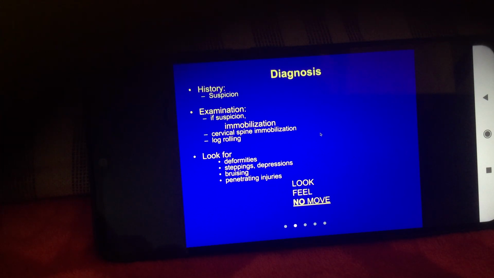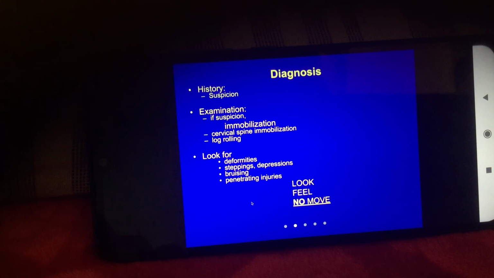Otherwise, by your examination, when you try to move the patient, neurological deterioration might occur, and the spinal cord might get injured. And always you look for deformities, and then stepping or depressions, bruises, whether there is a penetrating injury or not, and look, feel, but don't move.